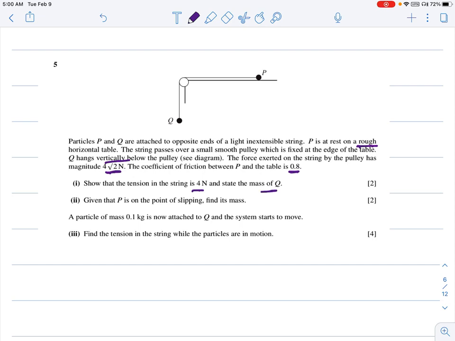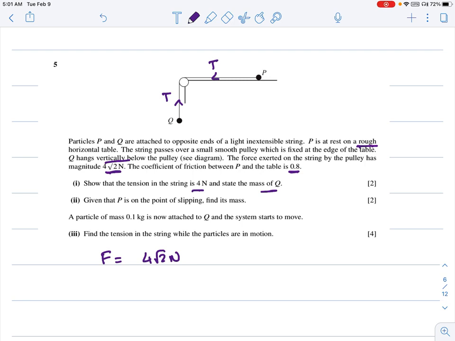So what is being asked? Now it has been told that the force exerted on the string by the pulley is 4√2 newtons. Now remember, there is a formula to find the tension. This is the tension over here towards the pulley. There is a tension over here towards the pulley. Then the two tensions are acting towards the pulley. See carefully, the tensions are acting towards the pulley.